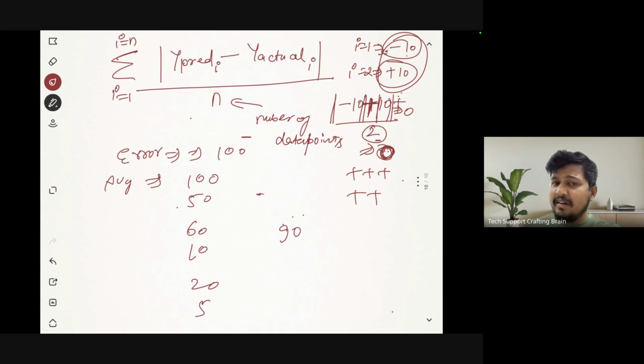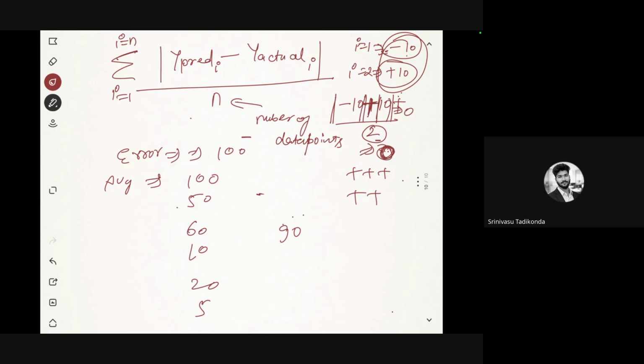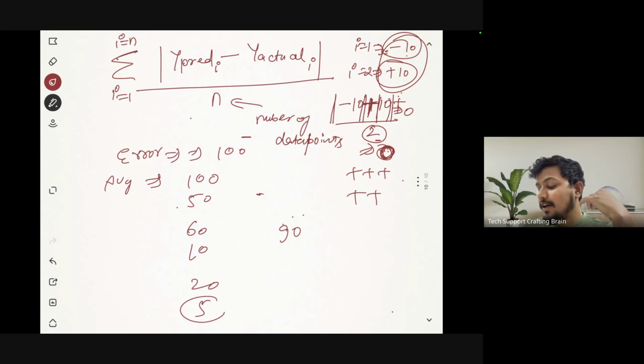So which error value will be the best for my prediction? Out of these, which error value will be best for my prediction, guys? Tell me. 5. 5 will be my error value. That is the very correct answer. So the error value of 5 will be best for my prediction. So what I need to do at the last is just select the least error. And if I am able to select the least error, I know I am able to make the correct prediction.